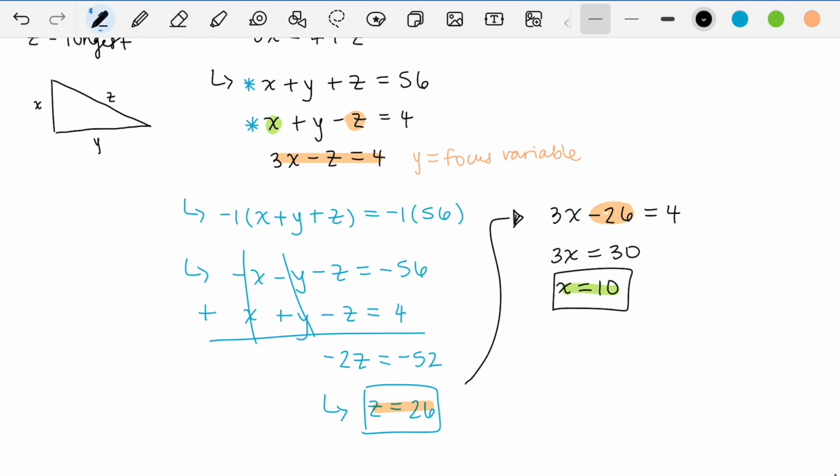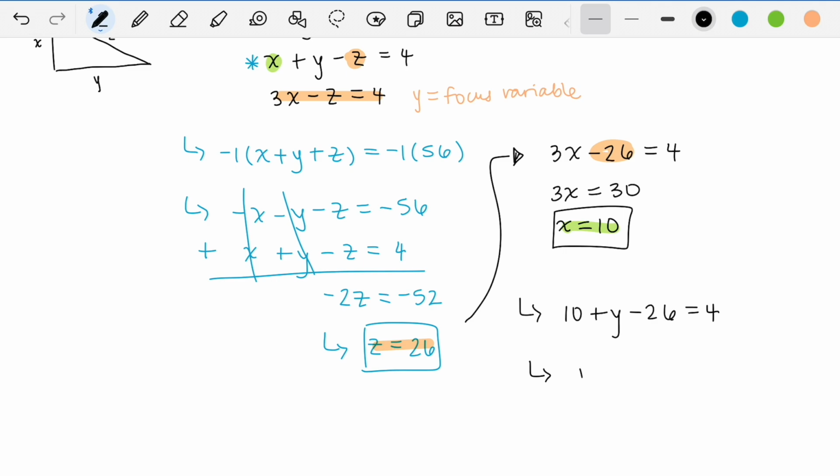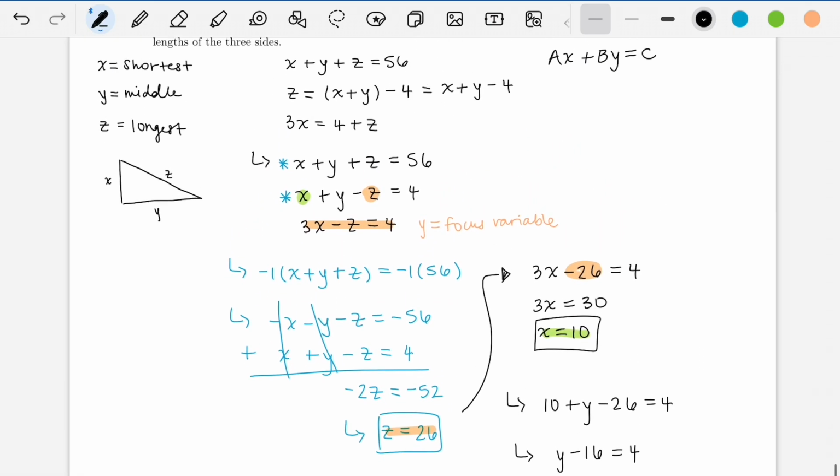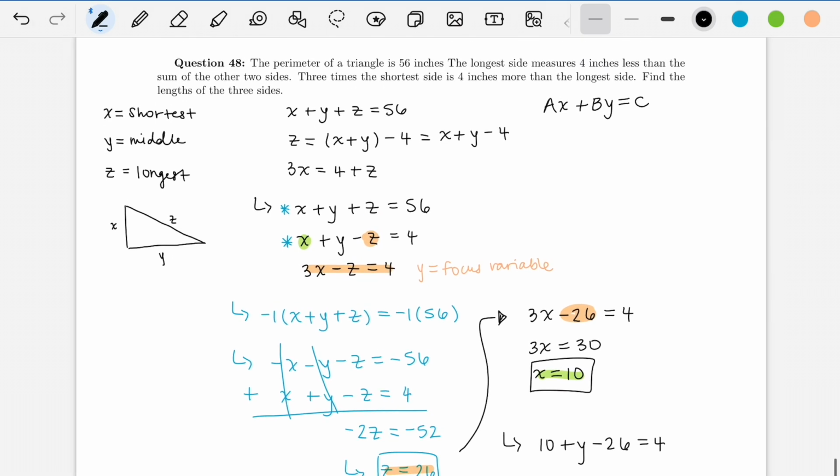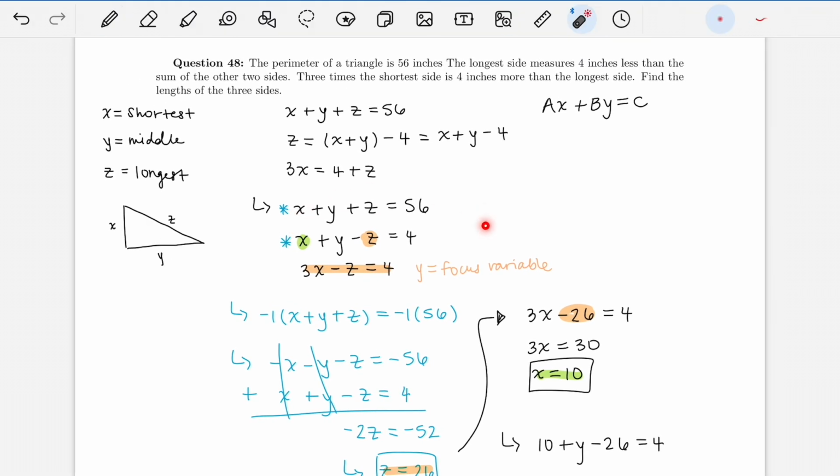Doing that, we're going to use the second equation. We're going to plug in 10 for x and 26 for z. This gives us y minus 16 is equal to 4, and so y, the length of our middle side of this triangle, is going to be 20. So that's how we would do an example like this when we're dealing with 3 equations, 3 unknowns, and then with one of the equations missing one of the values.